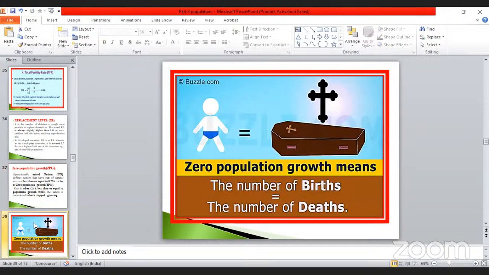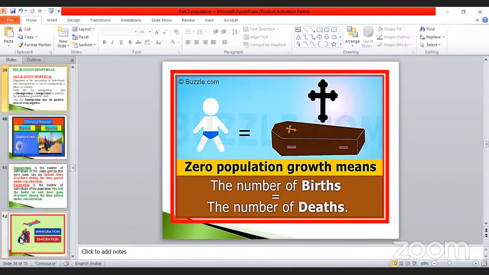Just imagine that zero population growth means the number of births equals the number of deaths. That is very, very important. Don't forget, my dear students. Take an example. Number of births: 100 babies are born at the same time, and 100 people die. So the growth rate is 0. So this is considered as zero population growth.